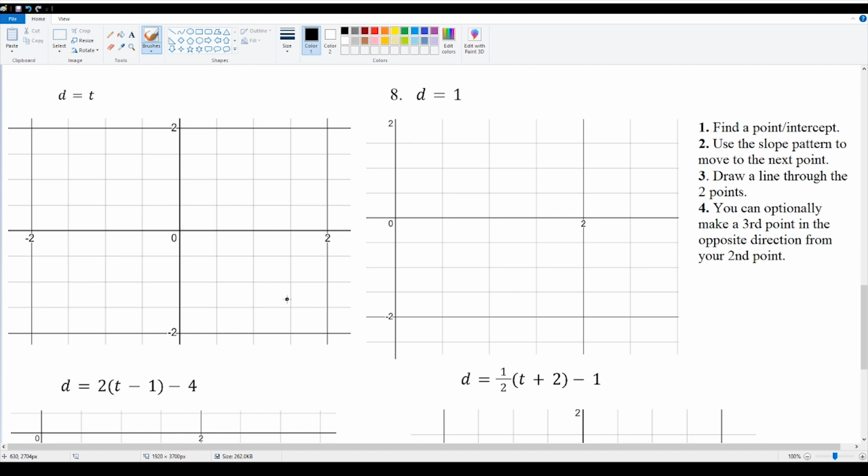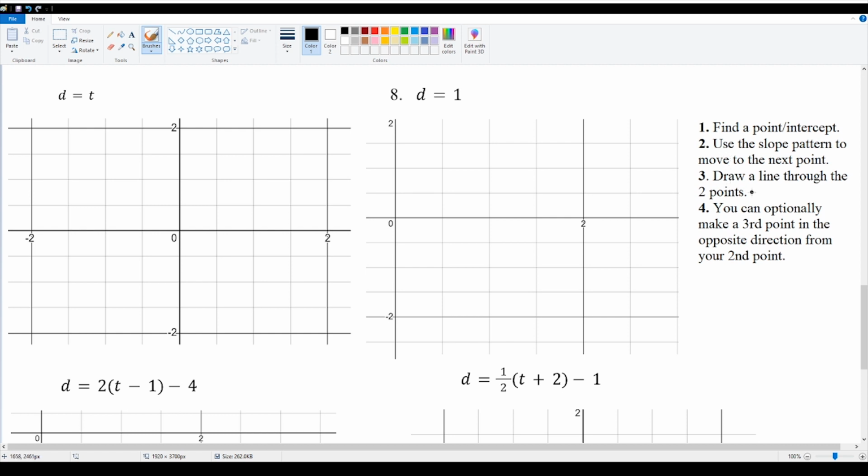We're also going to practice graphing a few distance graphs. They're just basic linear graphs here, so I've written down the regular instructions that you usually get for making a linear equation. Start by finding any point on the line. Usually this will be a y-intercept, but occasionally you might be given something partway through. Then you want to use the pattern of the slope to move to the next point and draw a line through those 2 points.